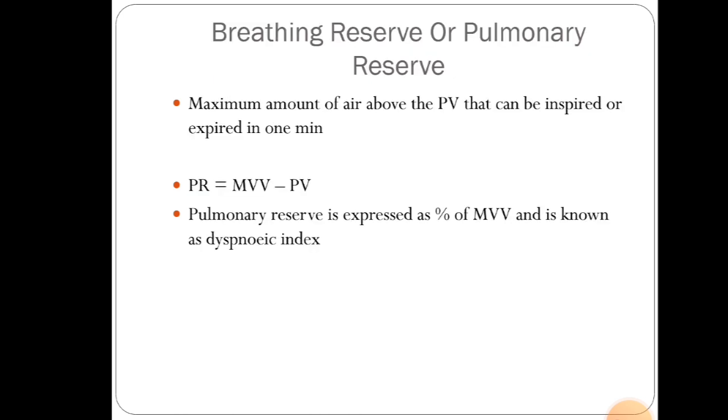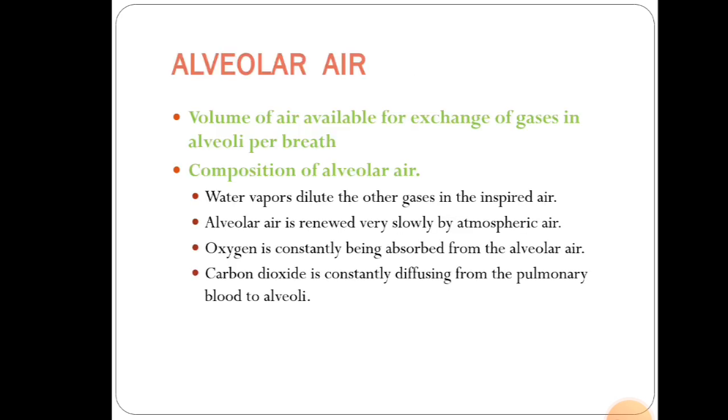Breathing reserve or pulmonary reserve is the amount of air above that of minute ventilation which can be expired or inspired in 1 minute. Usually the pulmonary reserve is equal to MVV minus minute ventilation, expressed as a percentage of MVV, and is known as the dyspneic index. Next we have the alveolar air, which is the air available for gas exchange in the alveoli per breath.